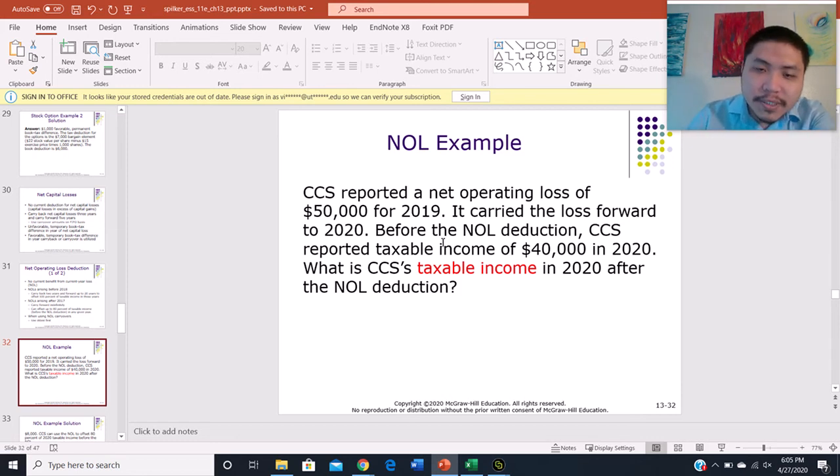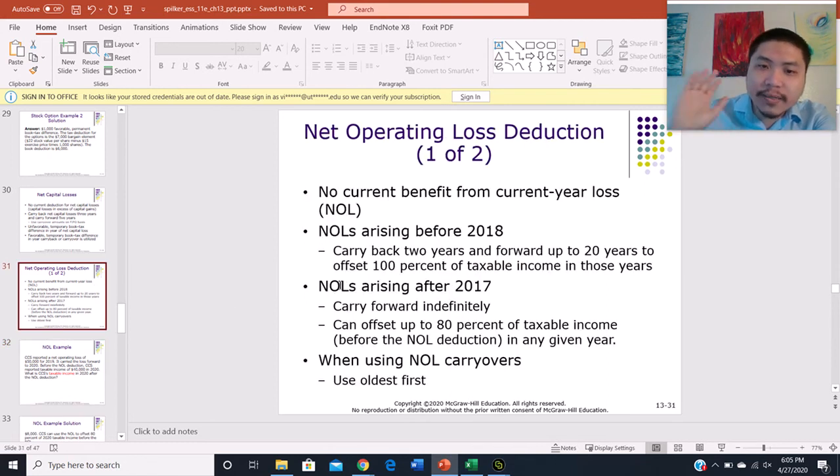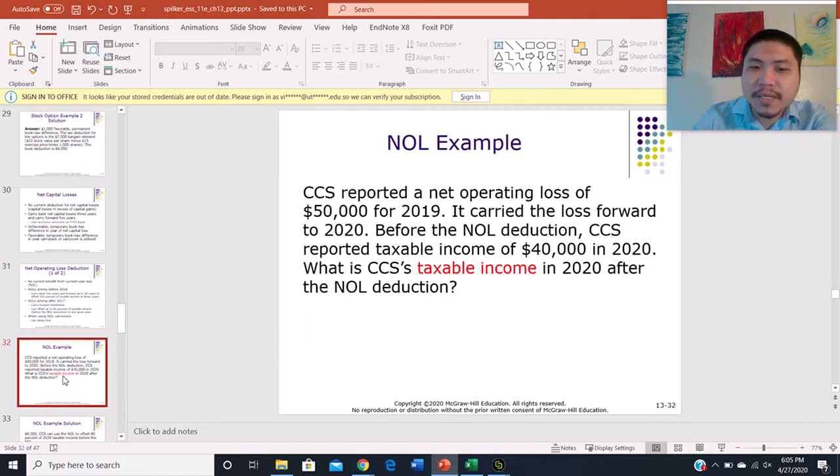So you can see here the loss occurs after 2017, in 2019. So what does that mean? It means that this net operating loss can carry forward indefinitely. However, it can only offset 80% of the taxable income. So in this case, the taxable income of 2020 is $40,000, but only 80% of the $40,000 can be offset by using the losses from 2019. So 80% of $40,000 is $32,000.